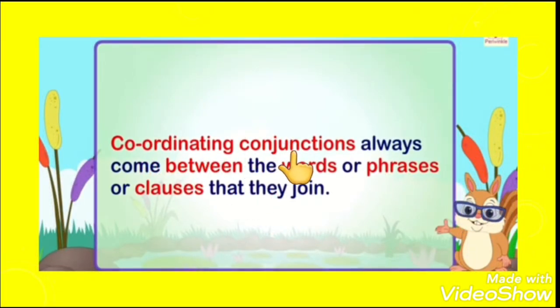Coordinating conjunctions always come between the words or phrases or clauses that they join. So students, हम लोग coordinating conjunction हमेशा कहाँ आएंगे? That means कहाँ we use them: between the words, phrases or clauses. We use coordinating conjunctions.